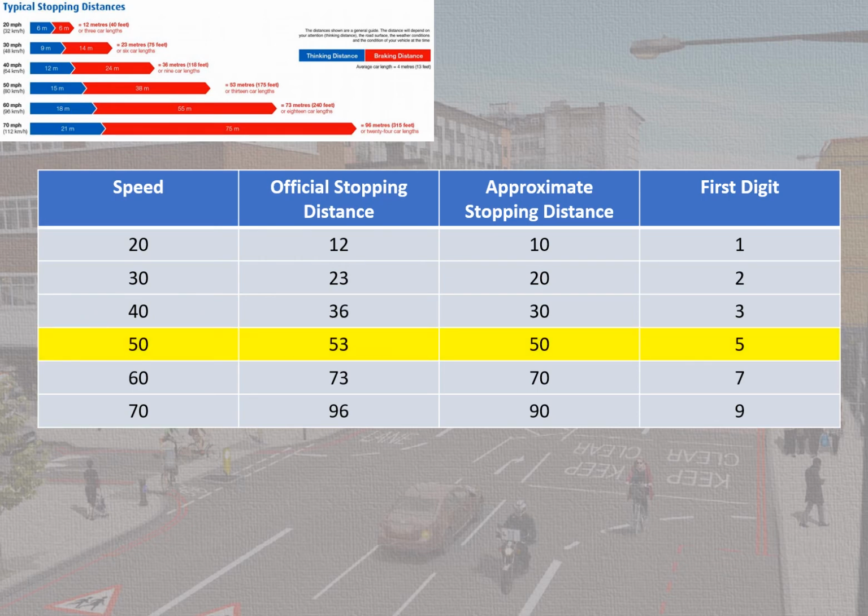Now let's look for some patterns in this table. The first one we notice is at 50 miles an hour, the approximate stopping distance is 50 metres. 50 and 50.